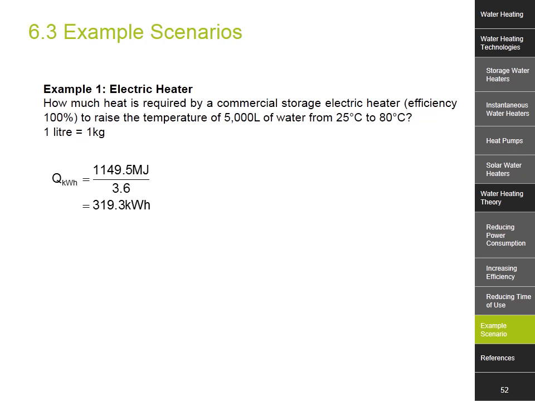We know that 3.6 megajoules is equal to 1 kilowatt hour. So to display this in kilowatt hours, simply divide the value by 3.6. The final answer is 319.3 kilowatt hours.